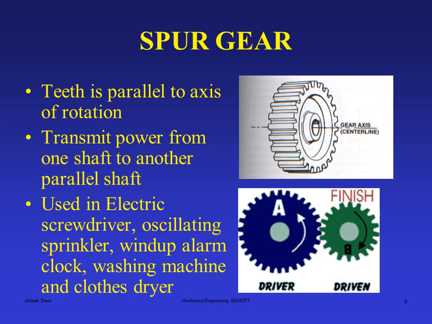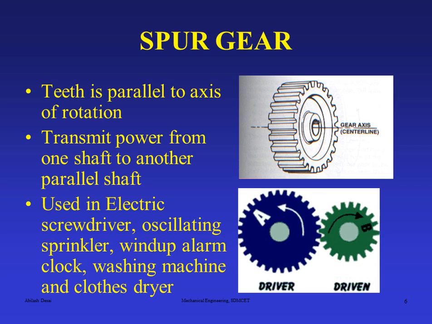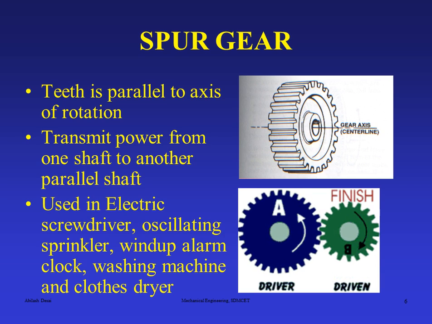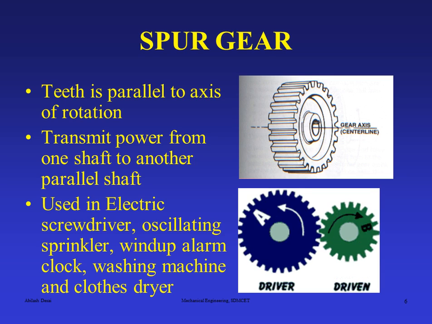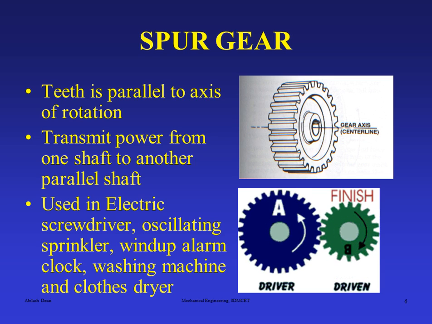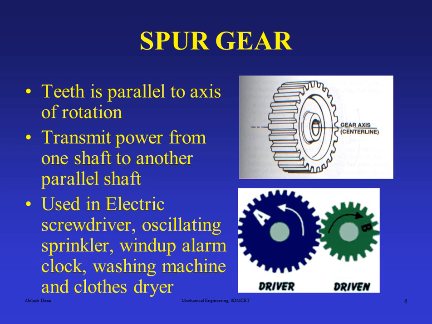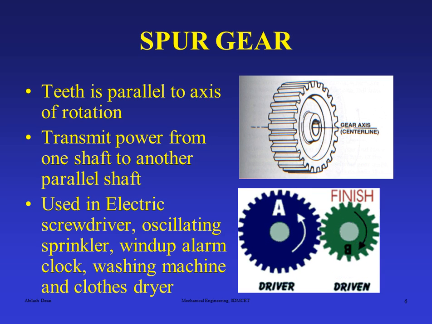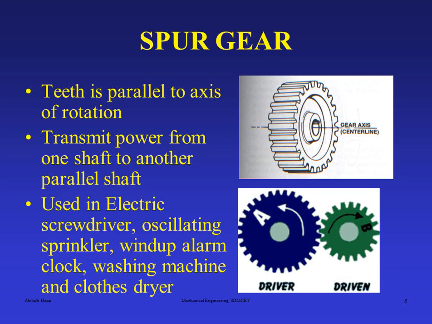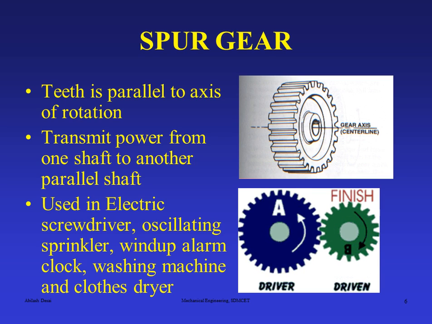The teeth are parallel to the axis of rotation in a spur gear, which transmits power from one shaft to another parallel shaft. It is used in an electric screwdriver, oscillating sprinkler, wind-up alarm clock, washing machine, and clothes dryer. There are many applications for gears. In every machine you use each and every day, you will see the help of a gear. So a driver will have one rotation, and the driven will rotate in the opposite direction.